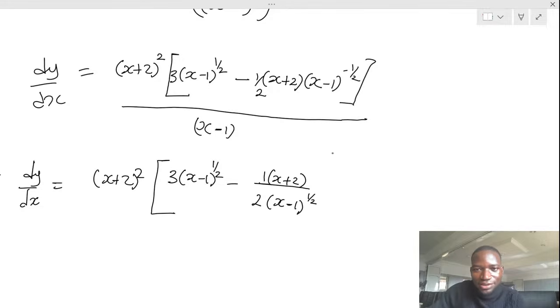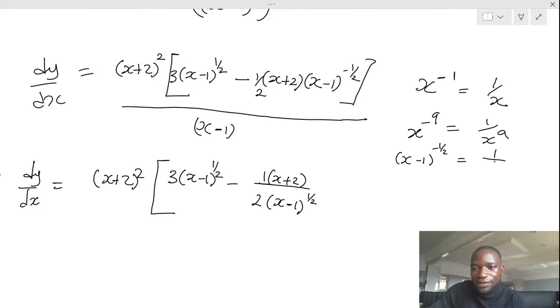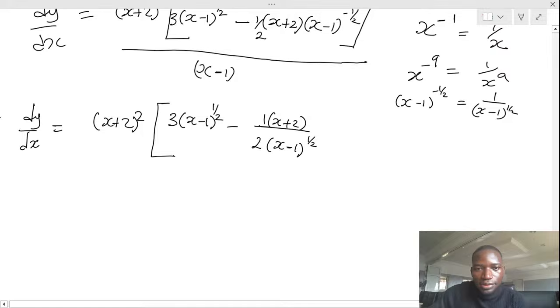Do we get that? The law of indices says that if you have x raised to the power minus 1, it's the same thing as 1 over x. So if I have x raised to the power minus a, it is the same thing as 1 over x raised to the power a. So now that I have x minus 1 raised to the power minus half, it is the same thing as 1 over x minus 1 to the power of half. Right, so that's the only thing I did there. I didn't do anything confusing.